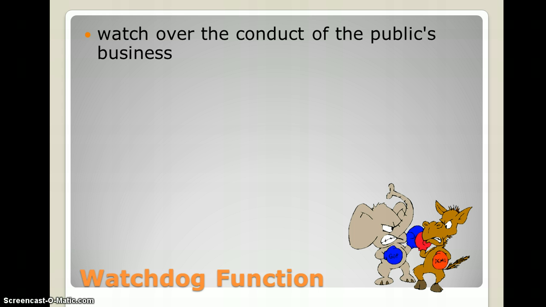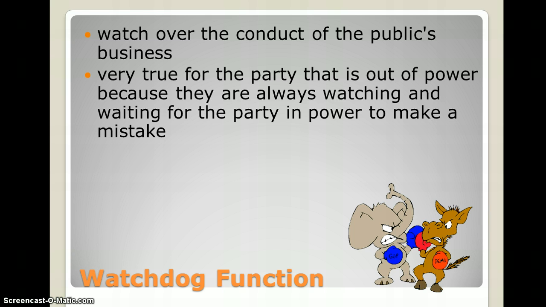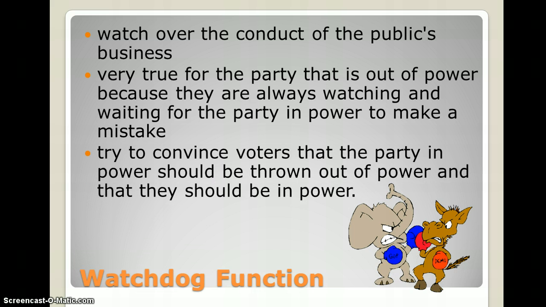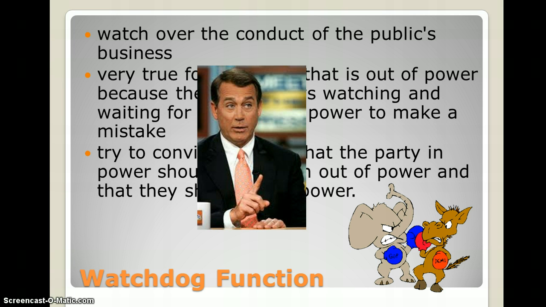This is going to be strategically used by the party out of power. They're going to literally act like a watchdog, bark whenever they feel the party in power is doing something wrong. So they're going to watch over the conduct of the public's business. It's very true for the party out of power, of which I just said, and they're going to bark whenever they feel like the other party is making a mistake and literally point to them and say, see, look at what they're doing. They're going to try to convince voters that the party in power should be actually thrown out because they're doing such a bad job and they should be put in power. And that is Speaker of the House John Boehner, who right now would be the watchdog, always pointing to the Democrats.